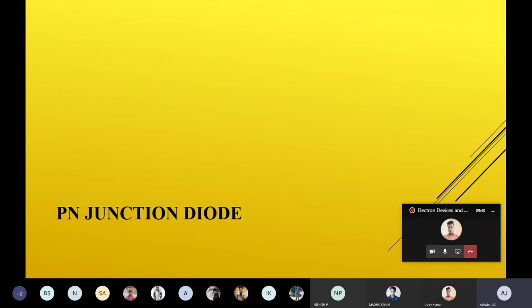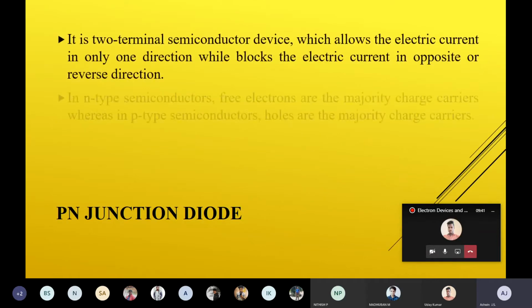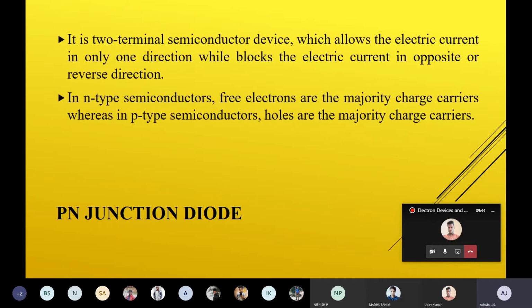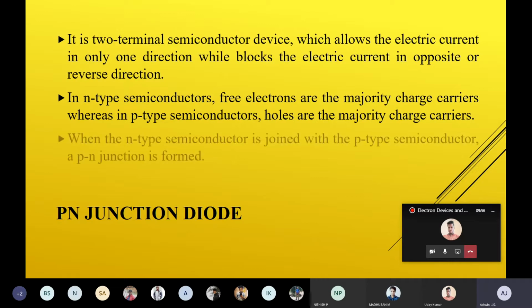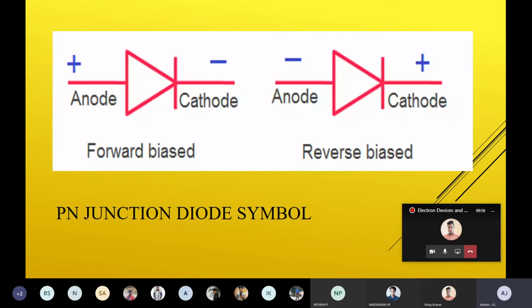So this is the first topic, PN junction diode. So you know what a PN junction diode is? Two types of semiconductors are there. One is P type, another is N type. P has holes, majority holes, and N has majority electrons. Electrons are negative charge, and holes are positive charge. I'm changing the slide. Is it visible for you?